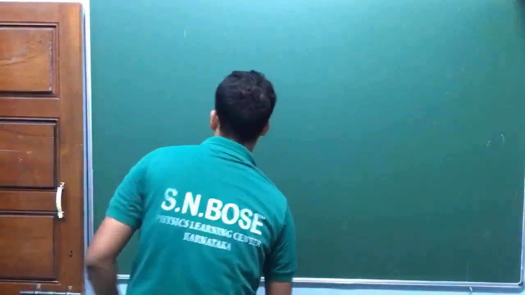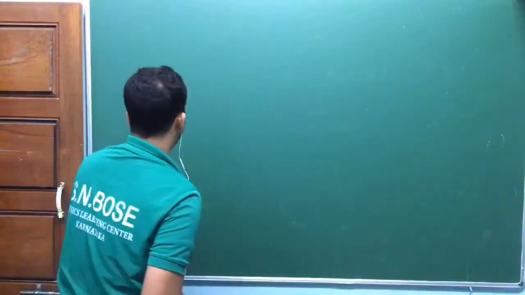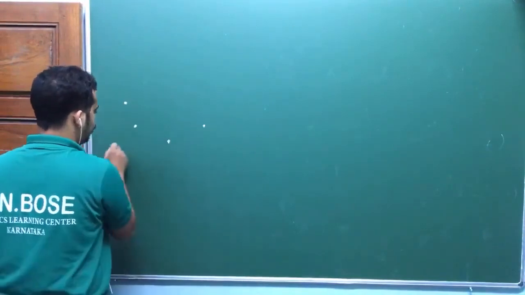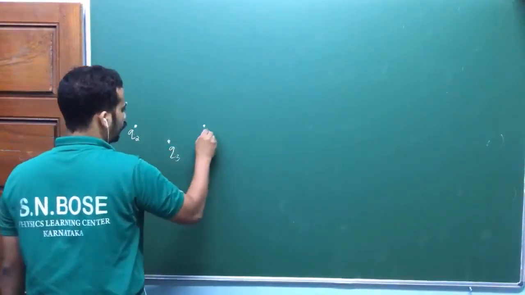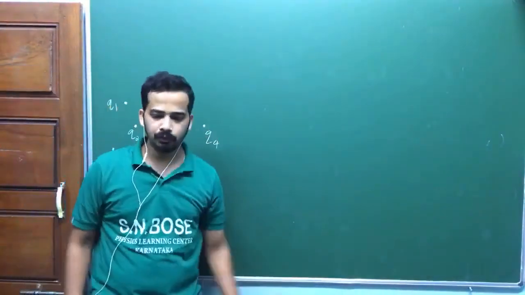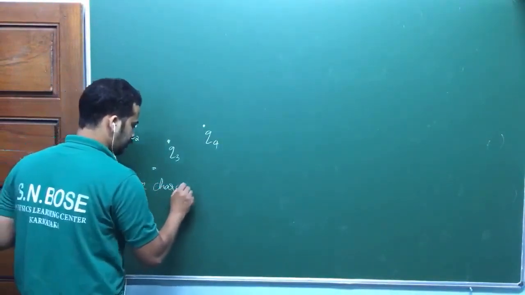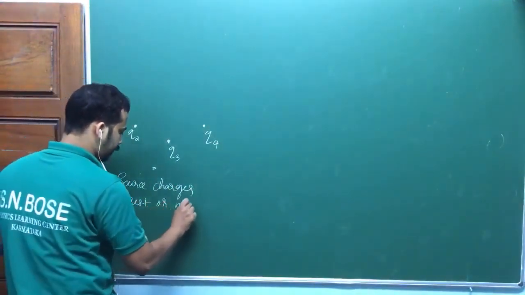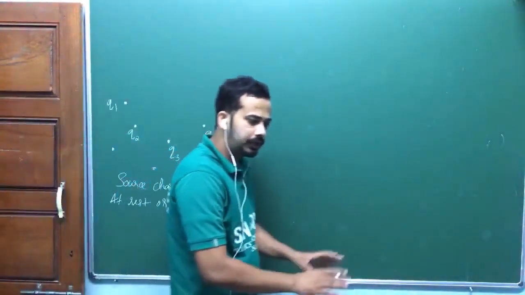The whole of electrodynamics is working on this concept. Look here. You have some charges here. Let me write Q1, Q2, Q3, Q4. You have some charges here which may be at rest or which may be moving. We call them source charges. So there are source charges which may be at rest or moving.